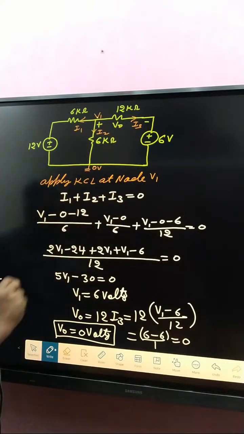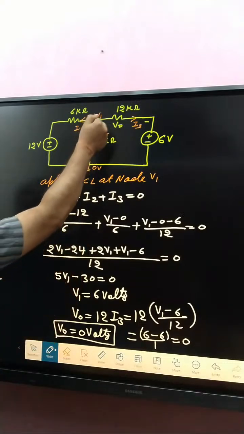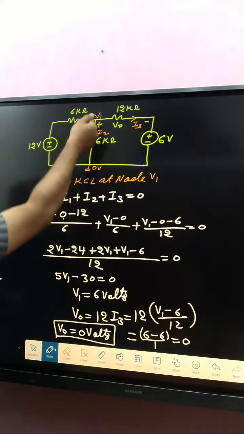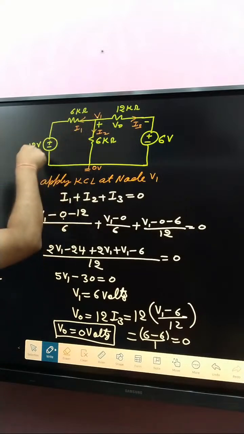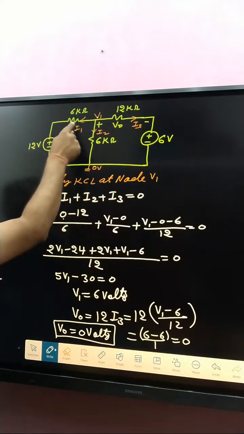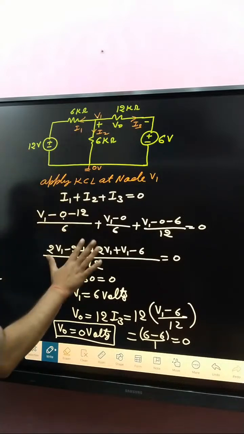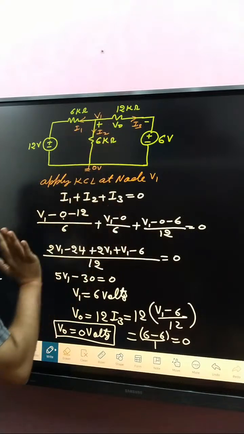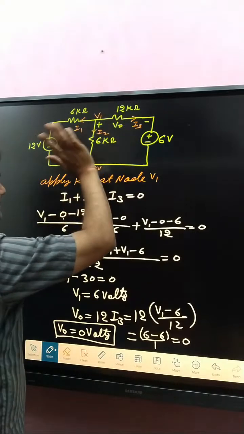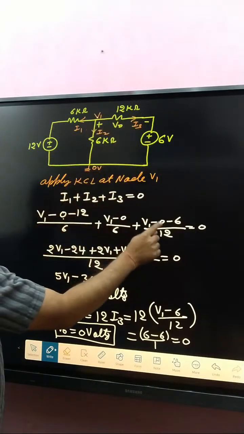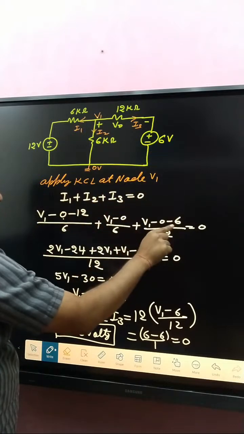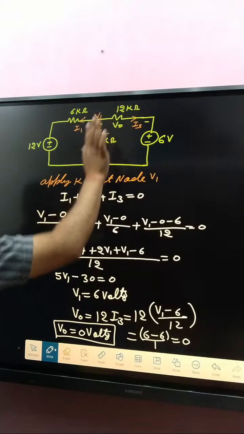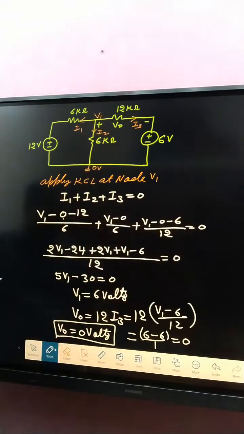After that, what about I1? I1 is basically V1 minus 0, final minus initial. Current leaves from the minus terminal, so minus 12, so it is minus, divided by that resistance. Plus, what about I2? V1 minus 0 divided by 6. And what about I3? I3 is V1 minus 0, current leaves from the negative terminal, divided by the total resistance on this branch, that is 12. So this is equal to 0.